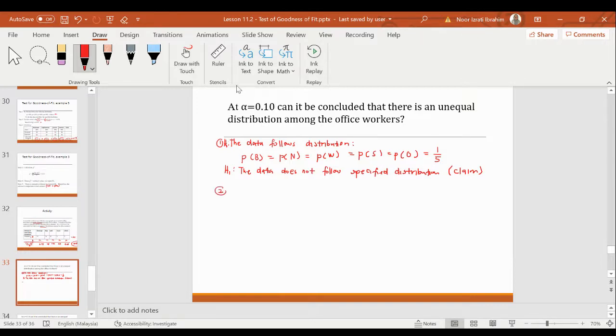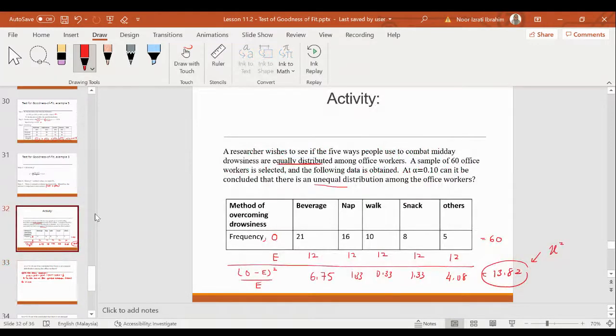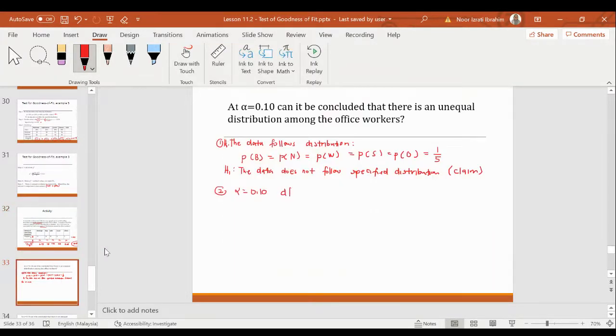Step 2 is the rejection region. Our alpha equals 0.10. Our degree of freedom: there are 5 categories here, so degree of freedom equals 5 minus 1, which is 4. From the chi-square table, refer to the column 0.10, row 4. From the table, we get 7.779 as the CV. That means the rejection region is: reject H0 if the chi-square value is greater than 7.779.